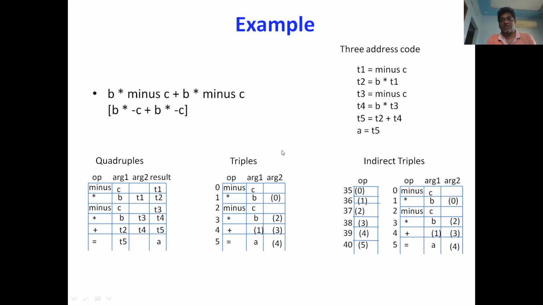Okay, so these are the three possible representations of the three address codes. Three address codes are commonly generated for the given expression, and then you can use any of these three representations for storing the information of these three address codes.